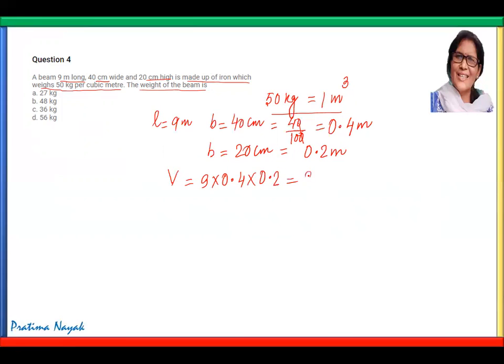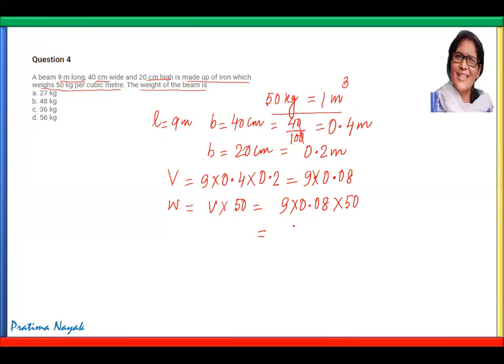So this will be 9.9 into 0.08. Now we have to find the weight. Weight is equal to volume into 50. So it will be 9 into 0.08 into 50.